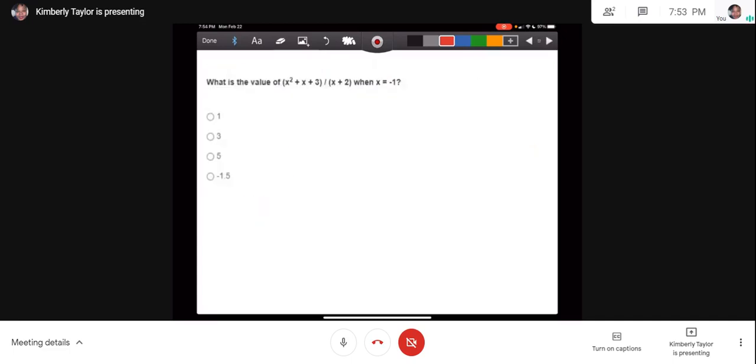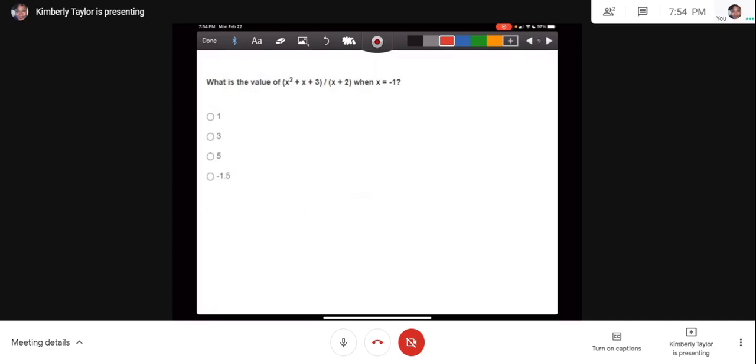Okay, so for this question here, it says, what is the value of x squared plus x plus 3 divided by x plus 2 when x is equal to negative 1? Oh my gosh, y'all. Every time I have a problem like this, I just remember how hard I thought it was when I was in middle school. But it's just like, really, Kim, you really shouldn't have a problem with this.